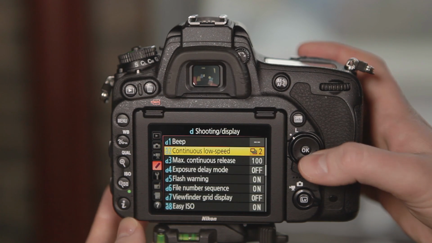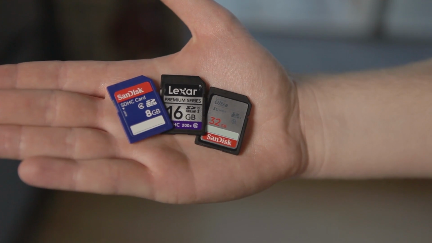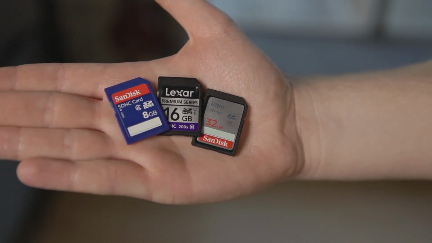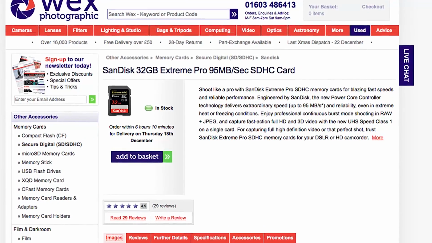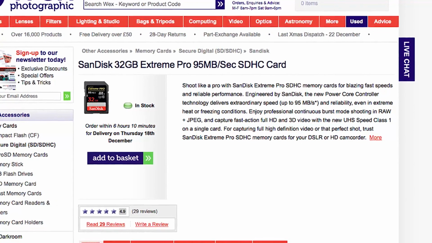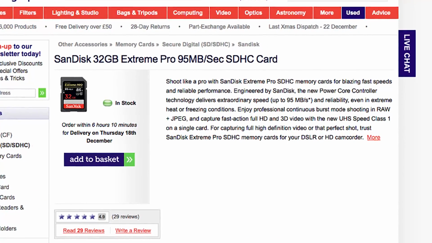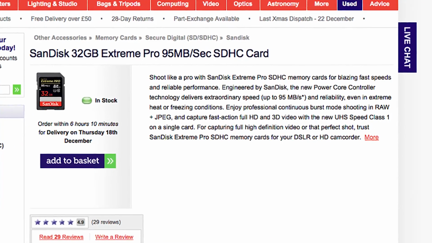Something to remember about these modes is that the rate at which you can capture images is determined by a number of factors other than your camera's maximum burst rate. The memory card you use is perhaps the most crucial, as transfer speeds vary considerably across different cards. So, if you plan on doing lots of continuous shooting, make sure to check the data transfer rates and particularly the maximum write speed between different cards before you buy.